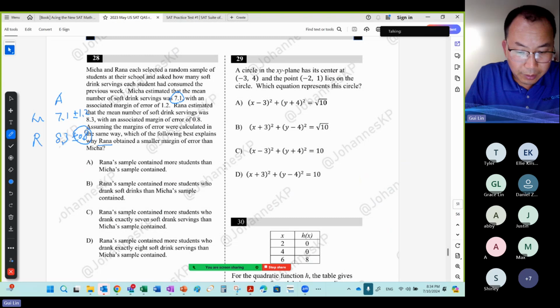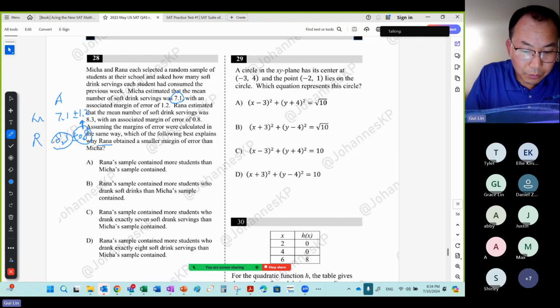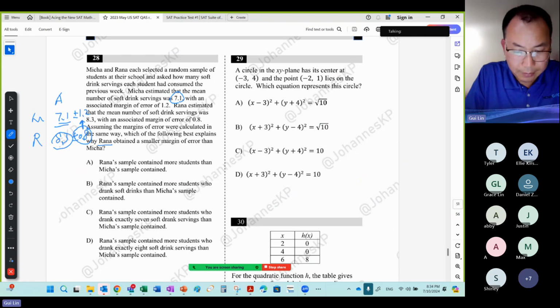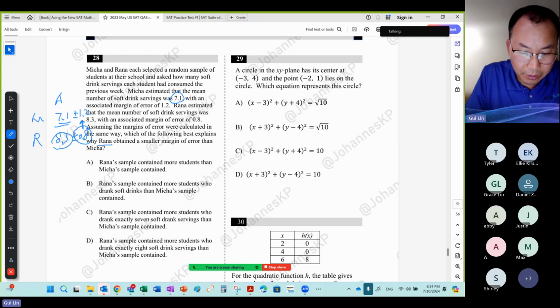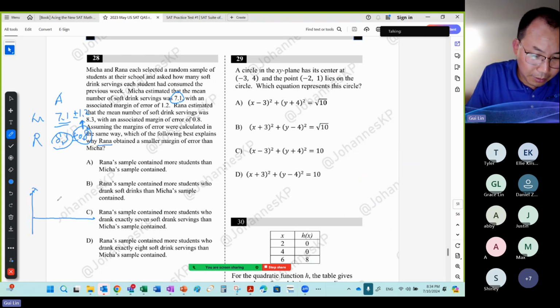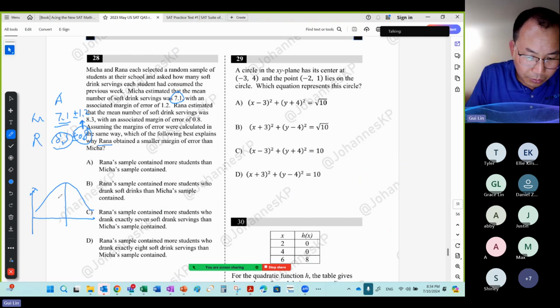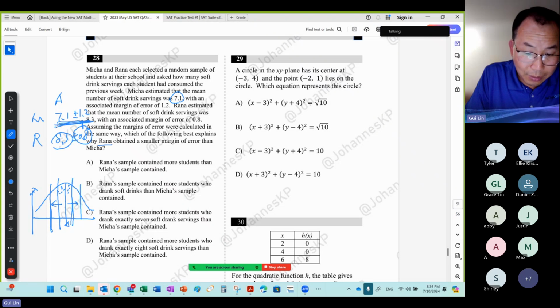Rana has a smaller margin number, right? This one is less than here. Okay, so it means the numbers are closer to the center, and this one is more broad. So you have the basic idea, just like the last chapter part. This is the center, and these are the errors. If all the numbers were distributed more closely here, these two lines will be closer to the middle, right? So it means in this one some of them drink much less, and this one is closer to 8.3.